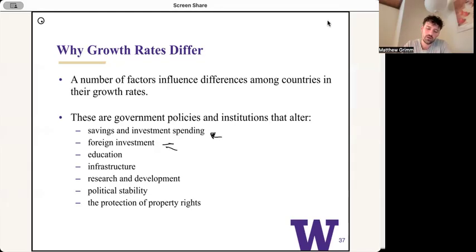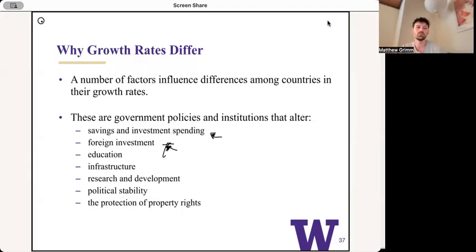Foreign investment: if you have money coming in from another country, this will only increase your GDP per capita because they're investing in capital or technology for you. Education increases human capital. Infrastructure makes everything a lot easier. The roads are a lot better, which means I can distribute my product more easily, which means the productivity of those truck drivers has increased.